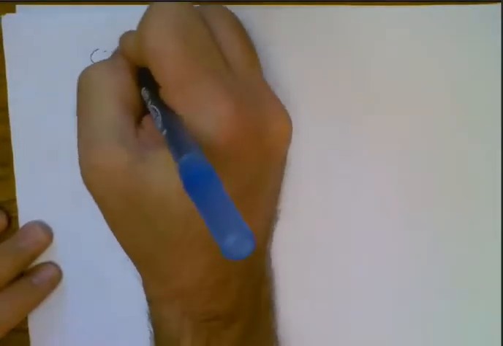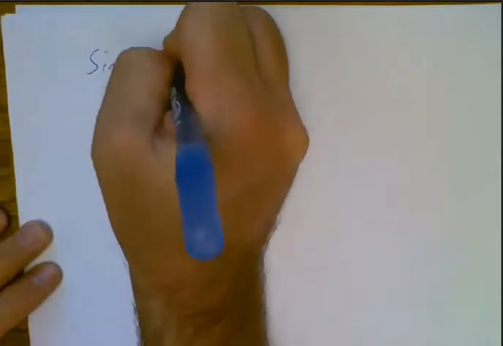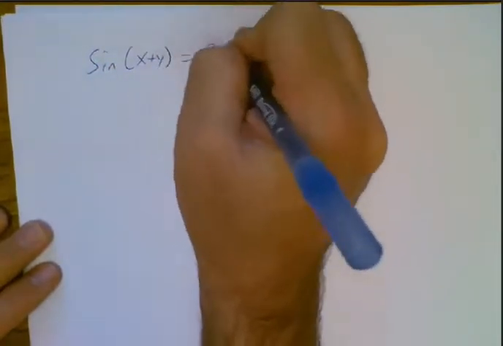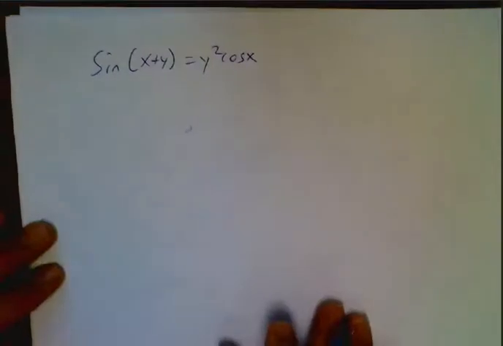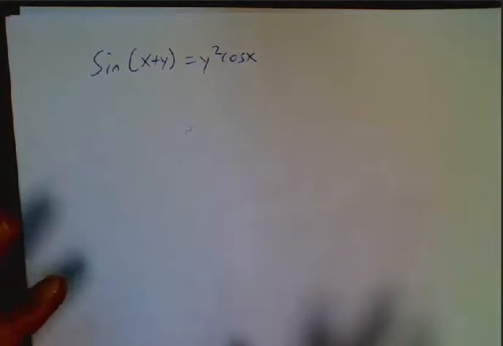The last video, I didn't get a chance to do a trig one, which threw some people off. So I'm going to do a trig one with you real quick, and hopefully that will get you off and running. All right, so let's look at this example. We'll do sine of x plus y equals y squared cosine x. Okay? Totally messy. Absolutely no way to solve this for y.